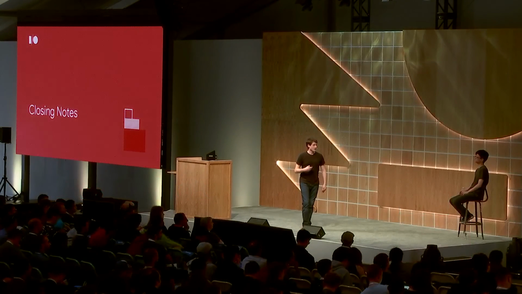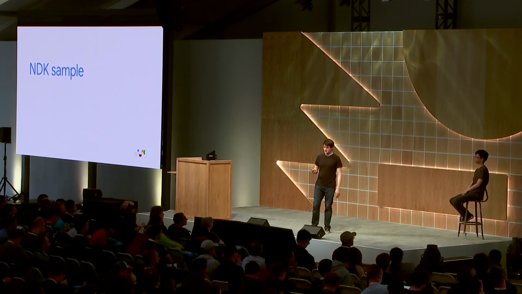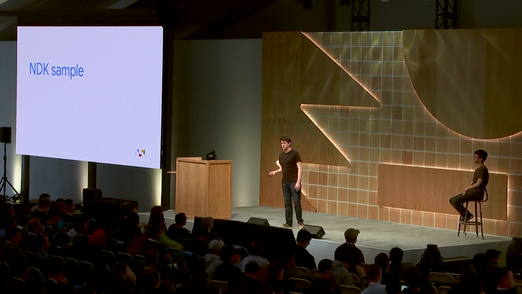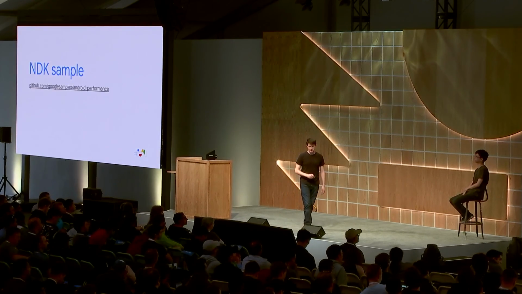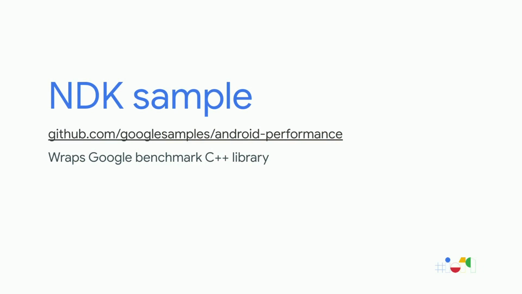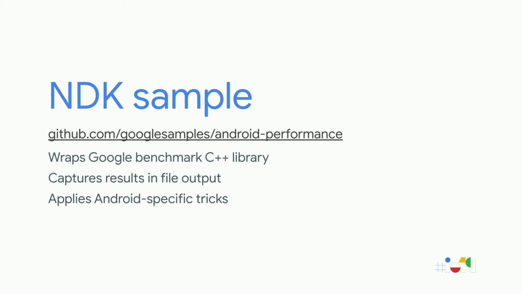All right, and so let's go through a few closing notes. We do have, as Dustin mentioned earlier, an NDK sample that shows how to use some of our infrastructure together with C++ code. That's available on our Android Performance GitHub repository, and it actually wraps the existing Google Benchmark C++ library to get numbers directly from infrastructure that you might already be using for C++ benchmarking. It captures the results together with Java and Kotlin benchmarks in our file output, and it applies all of our Android-specific tricks regarding stabilizing clocks.